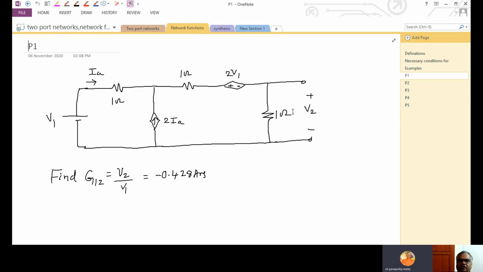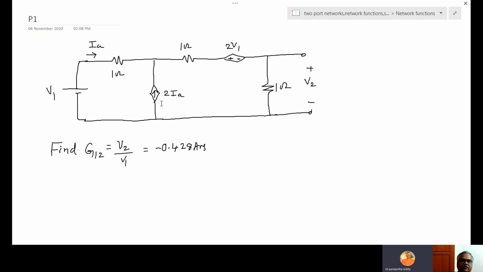Now a little bit bigger problems, essay type problems. This is one network. Find G12. What is G12? V2 by V1. So V2 is here, V1 is here. Don't think this is like a port. Here V2 is the voltage. Don't take an extra I2 here, and don't think this is I1. So in this network, V2 is marked here and V1 is marked here. We only have to find V2 by V1.